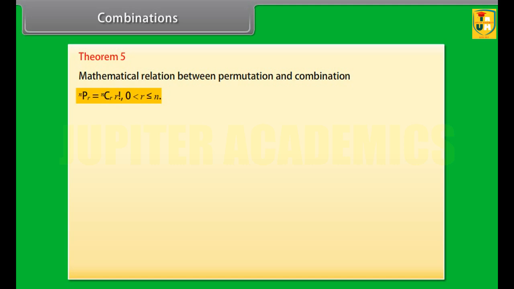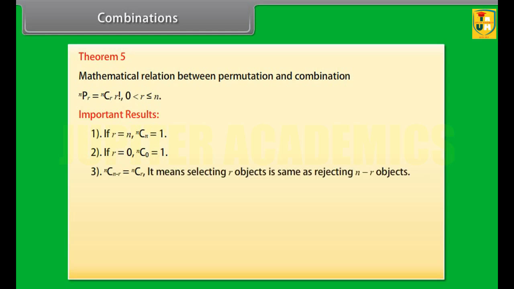nPr is equal to nCr into r factorial, where 0 is less than r is less than or equal to n. Important results. 1. If r is equal to n, nCn is equal to 1. 2. If r is equal to 0, nC0 is equal to 1. 3. nC(n minus r) is equal to nCr. It means selecting r objects is same as rejecting n minus r objects.